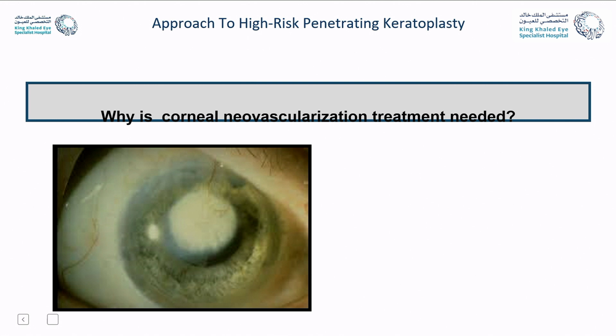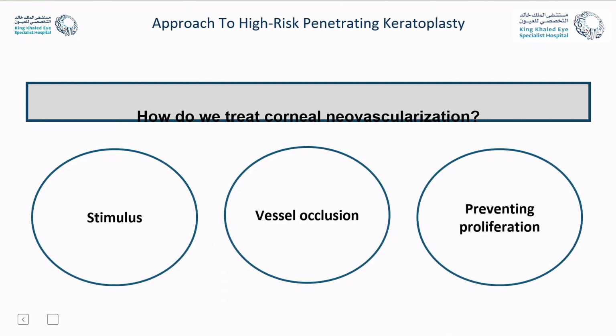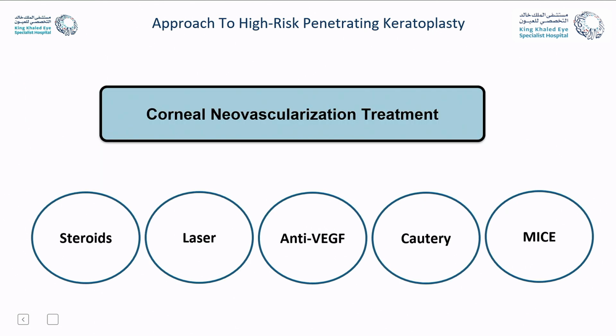So why is corneal neovascularization treatment needed? Because a prolonged presence of vessels may induce corneal deposits and scarring and lipid deposits, and there is an increased risk of rejection. So how do we treat corneal neovascularization? We start with treating the stimulus for corneal neovascularization, vascular occlusion, and finally, preventing proliferation. So what kind of modalities do we have? We can suppress the inflammation with steroids.